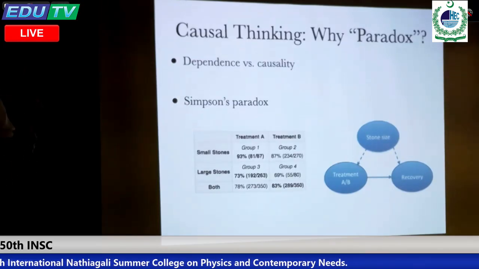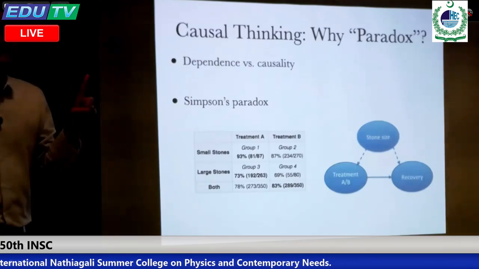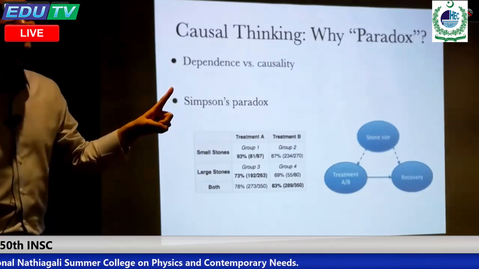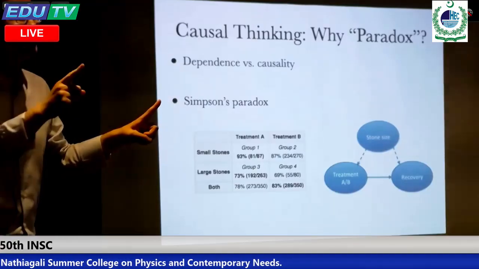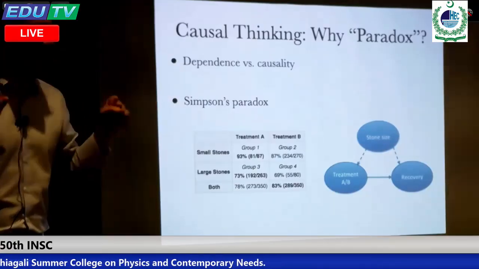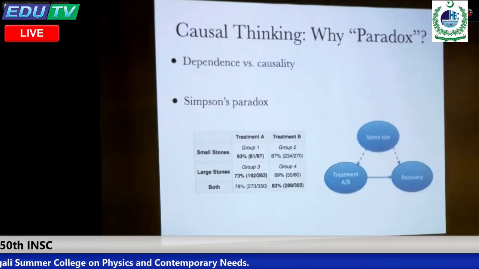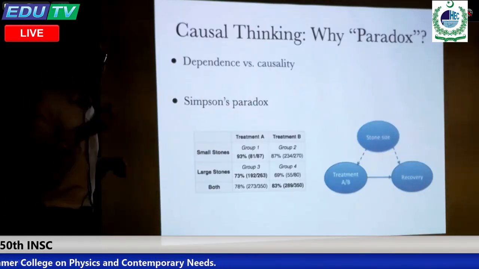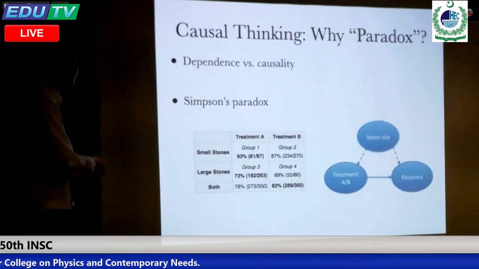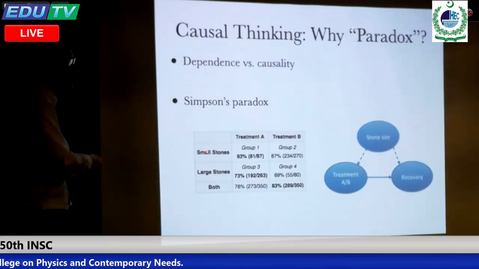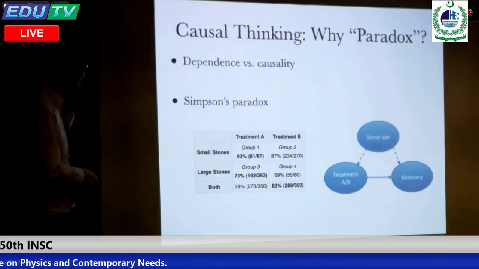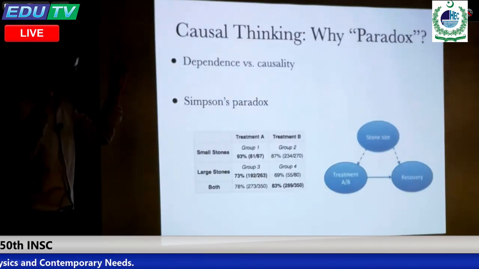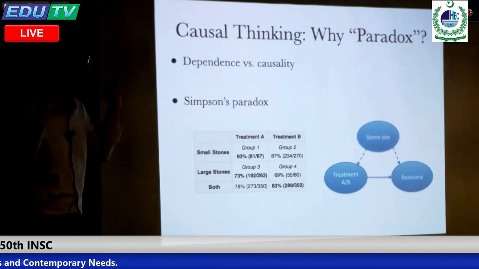Will you recommend B or A? Okay, now it's nice. You can see the conflict, and then we can have new ideas. Now you can see why it's called a paradox. If you know the stone is small, would you recommend A or B? A. If you know the stone is large, would you recommend A or B? A.